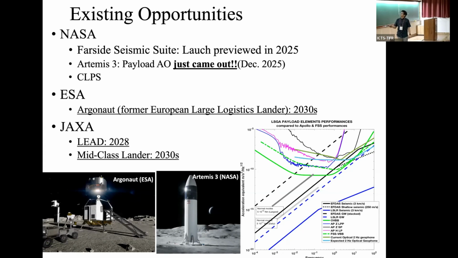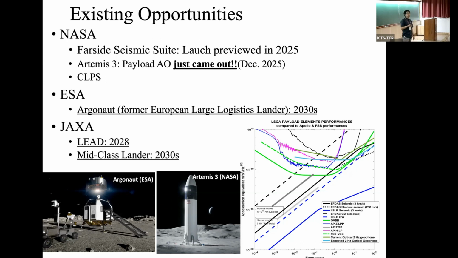I would also like to mention some ESA opportunities. There was an Argonaut or a former EL3 opportunity. We did respond to this RFI saying that we have a seismometer to place and we can make a geophysical station. But this is likely to be in the 2030s. In other words, if this is really going to launch in the 2030s, we would like to propose the optical seismometer instead of the mechanical seismometer that we have for InSight.